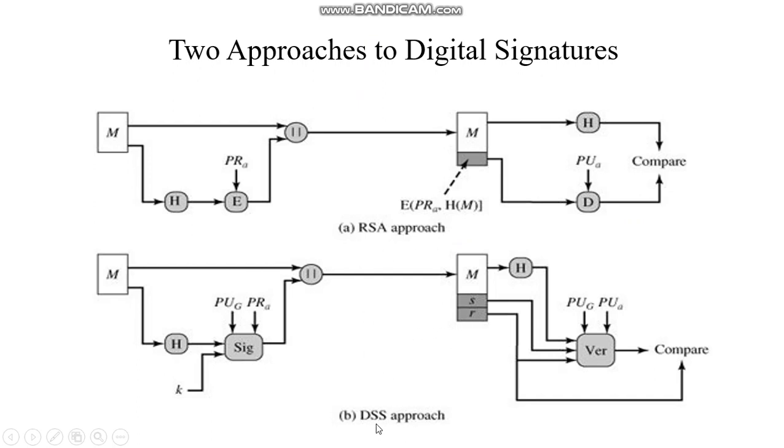Another way is the digital signature standard algorithm. Here one key is applied to the digital signature algorithm along with the other keys, then it is concatenated and sent, and the receiver verifies all those keys and comes to know the authenticity of the message. Thank you.